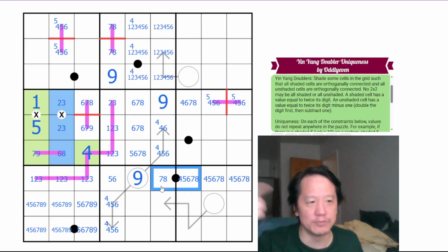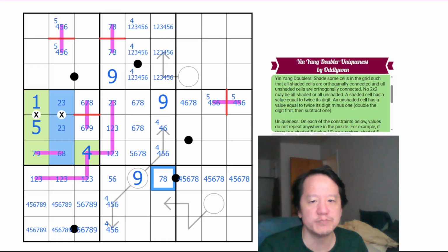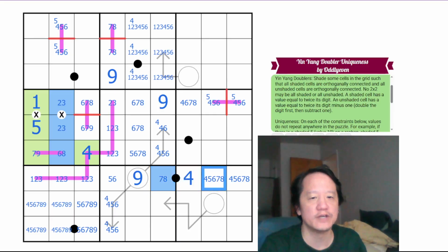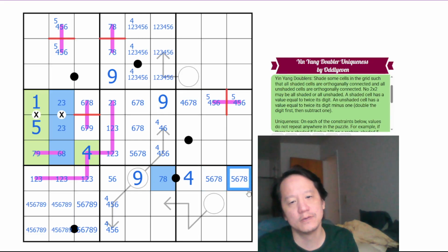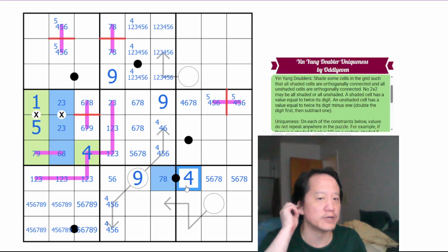Well, they can't double to a value that we have, so they have to be halved. So then 7 or 8 must be shaded. 7 is 14, which would be 7 doubled. 8 would be 16, which is 8 doubled. And both of those then would be 4. So we have a guaranteed 4 here. Interesting. But we don't know which one of these. We don't know if it's shaded or unshaded.